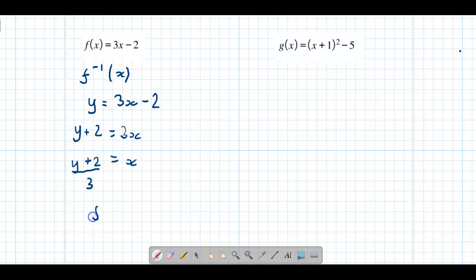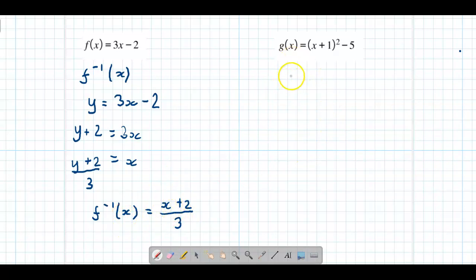But when I rewrite it, I write it as f^-1(x). And I replace this y with an x. So instead of y plus 2, it becomes x plus 2, because in my function, I only have these x's.